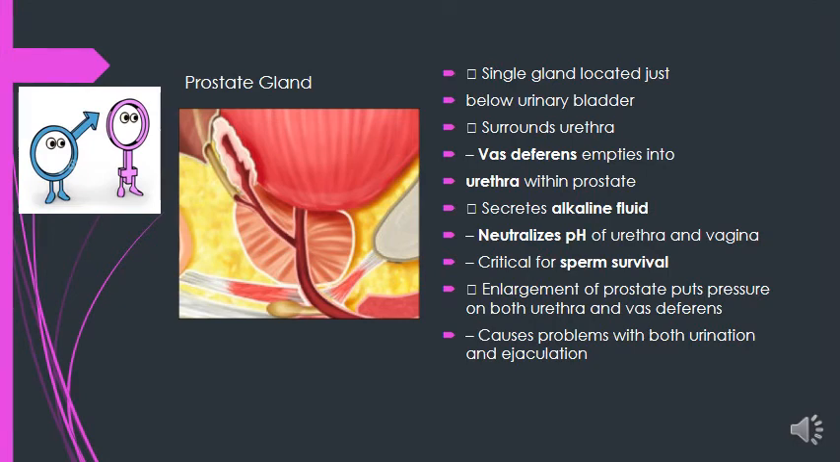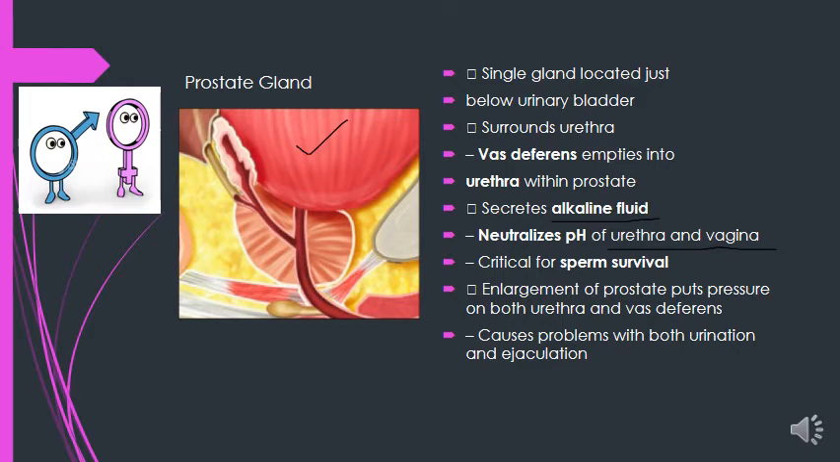Okay, now next, when we talk about the prostate gland, this is a single gland located just below the urinary bladder. As you can see here in the diagram, this is the prostate gland, and it is located just below the urinary bladder. It surrounds the urethra, and the vas deferens empties into the urethra within the prostate. What is the role of the prostate gland? It secretes an alkaline fluid, which neutralizes the pH of the urethra and vagina.